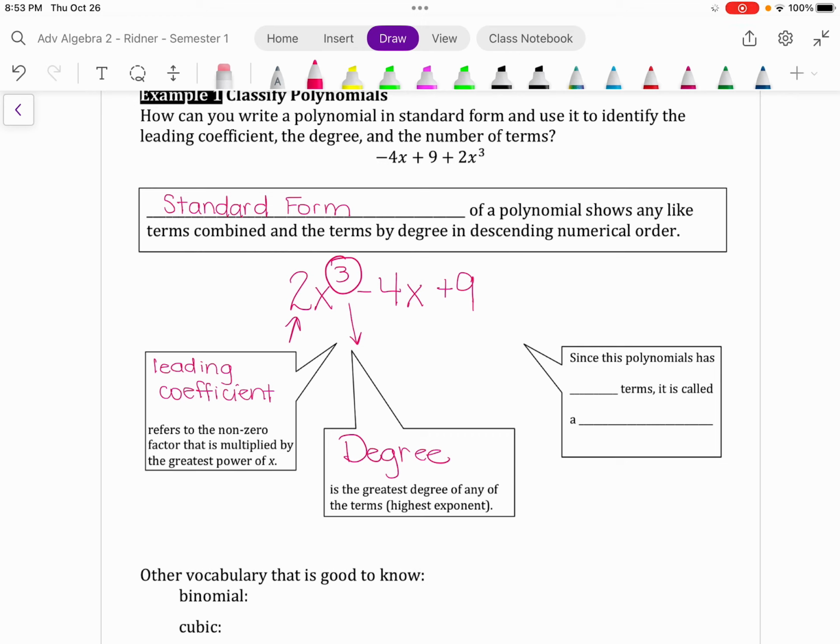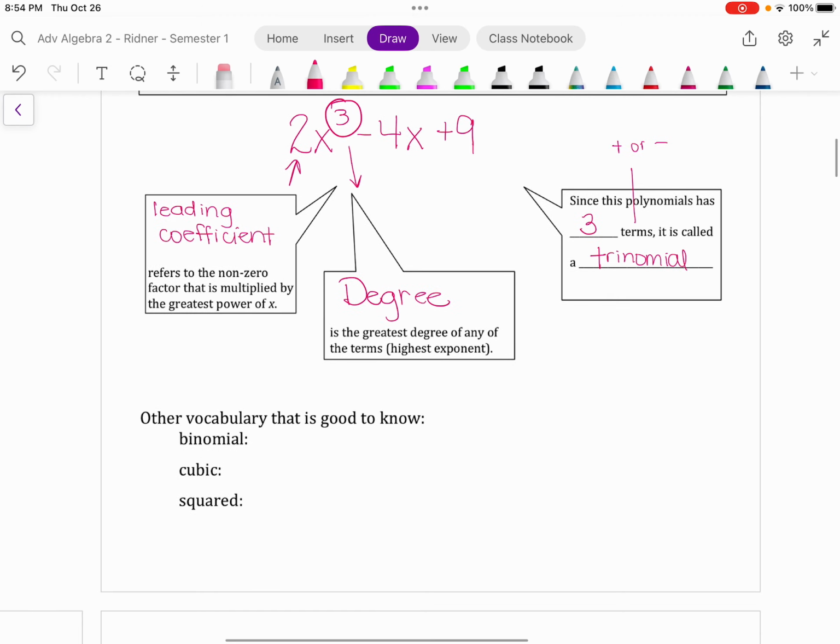So in this one, this polynomial has 3 terms. Terms are separated by a plus sign or a minus sign in polynomials. So in this one, I have 1, 2, 3 terms, and that is called a trinomial. Like a tricycle. It is a trinomial.